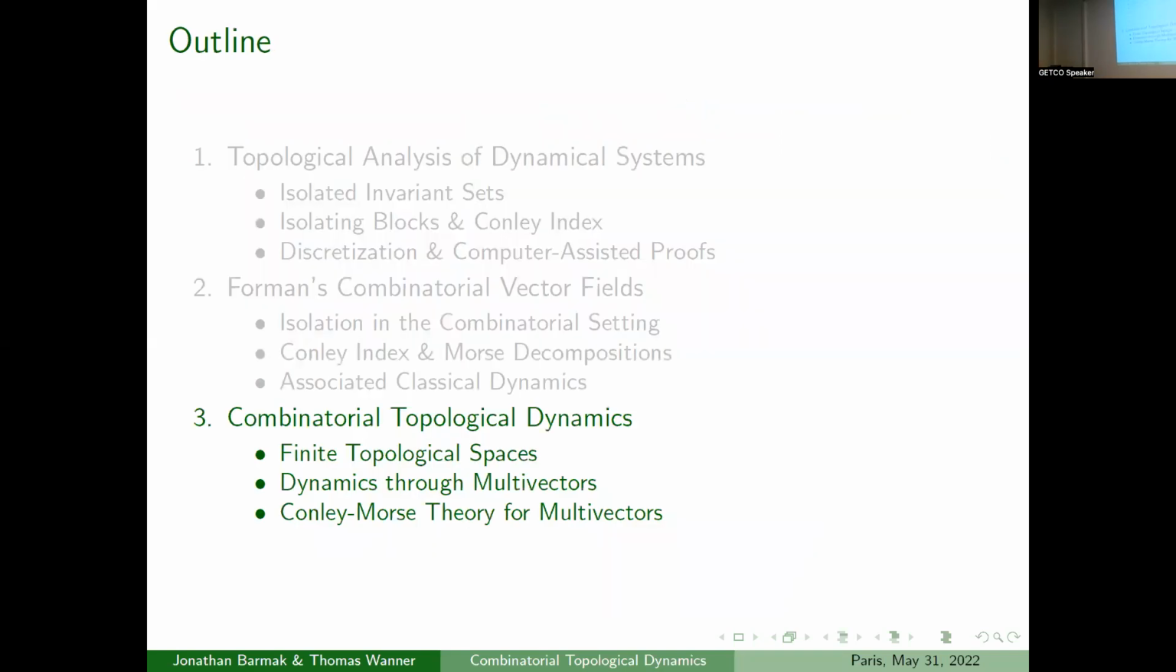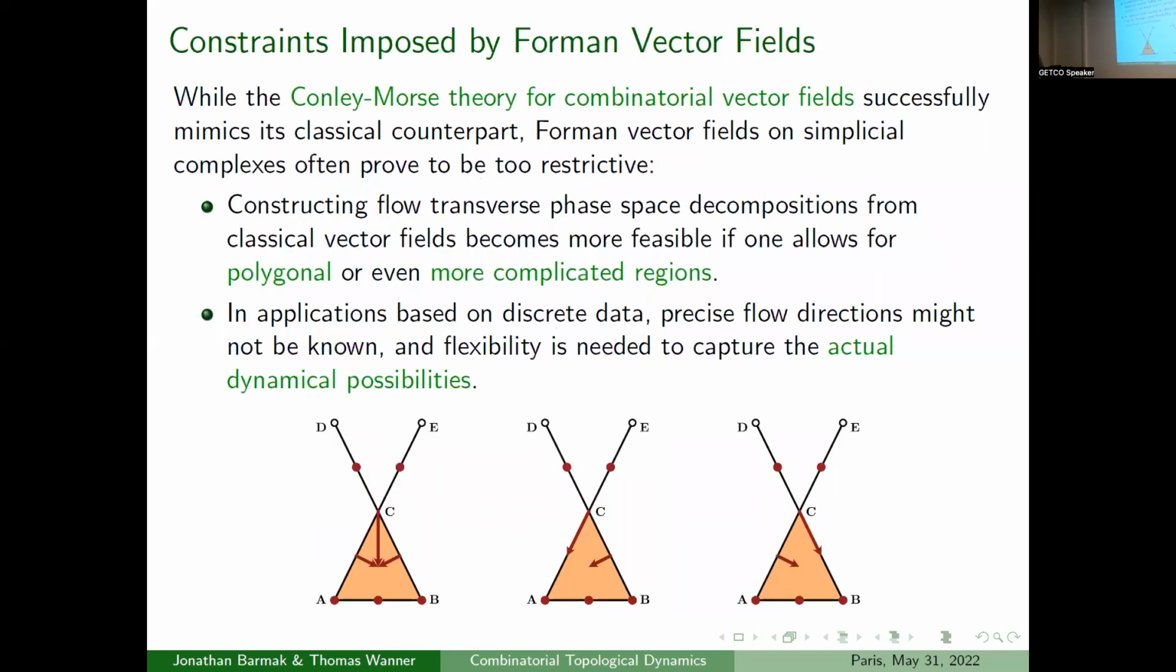All right, now the last part of the talk, and I'm going to do this quickly in the last 10 minutes. How can you generalize this? It seems that the Forman vector fields are very nice. You get this nice closed theory that completely mimics Conley theory in the classical setting. The problem is that when you're trying to actually construct these combinatorial vector fields from actual data or from classical dynamical systems, things are not quite as easy as they might seem.